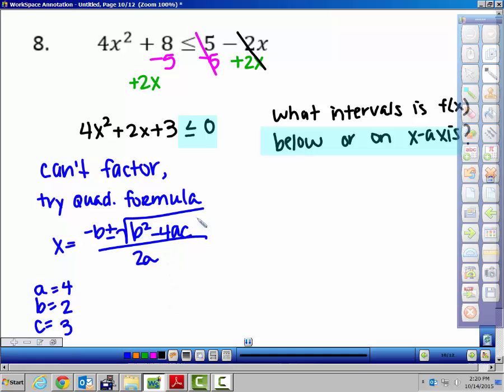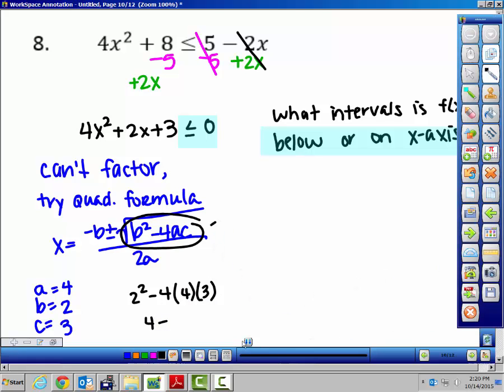Just focus first on what's under the square root, because if you get a negative, we can't take the square root of a negative, and we know there are no x-intercepts then. So let's just focus and see if we get a positive or negative here. So b squared minus 4ac. 2 squared is 4. 4 times 4. Yes, this is definitely going to come out negative. So we can't do it.